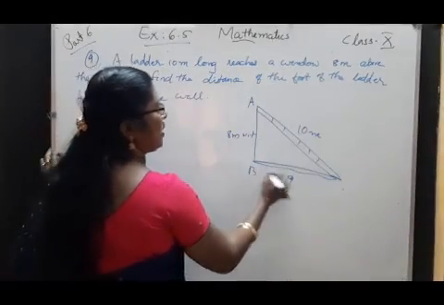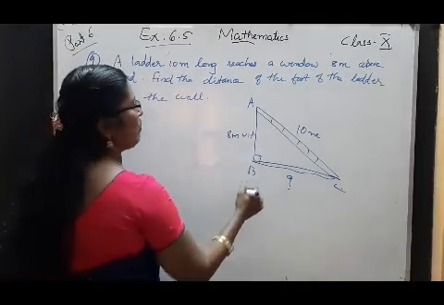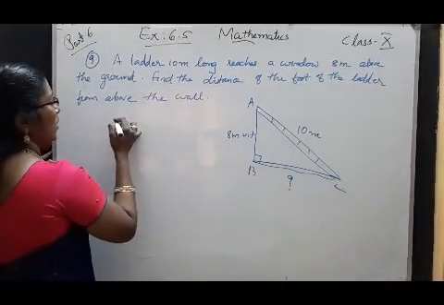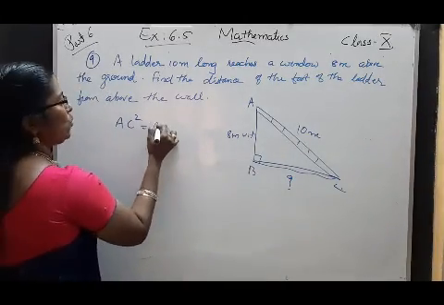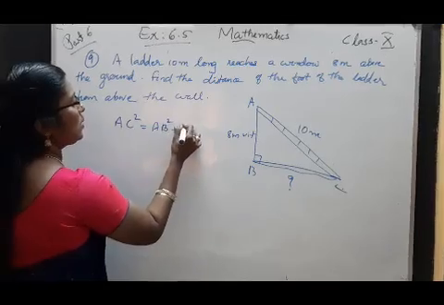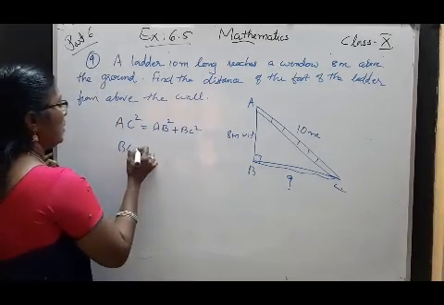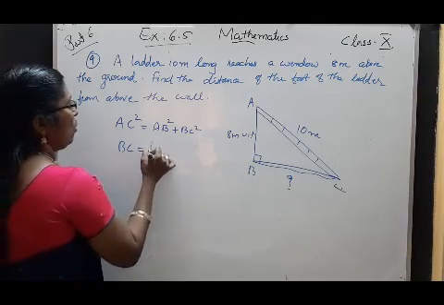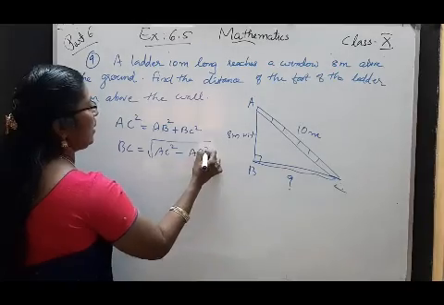Here A, B, C is a triangle, right angle at B. By using Pythagoras theorem, we can say that this is the hypotenuse. AC square equals AB square plus BC square. We want the length of BC. BC equals root of AC square minus AB square.